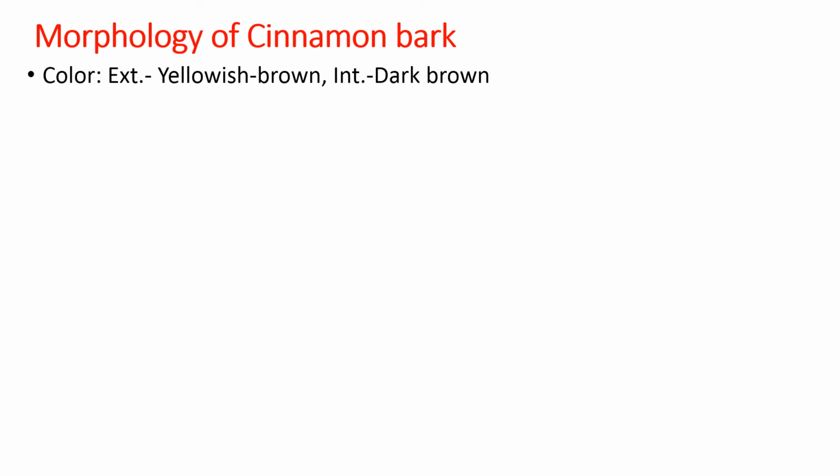Then, looking about the morphology of this bark, the color externally it is yellowish brown in color or sometimes reddish brown, and internally it is dark brown. Externally it is yellowish brown because of absence of the external bark, and inner bark it shows yellowish brown color from the periphery, whereas as you go towards the center it shows a dark brown color.